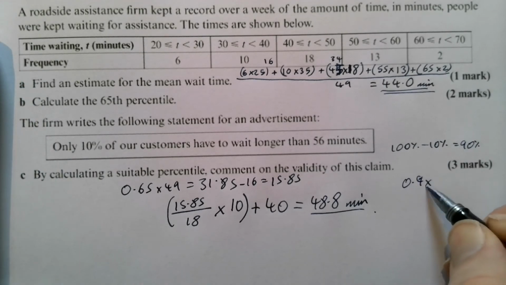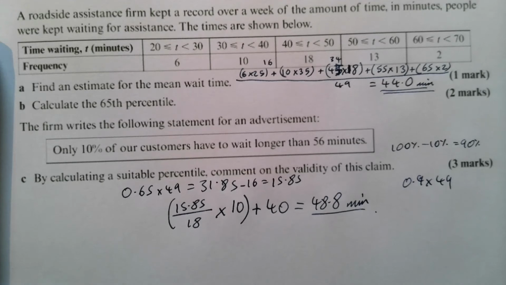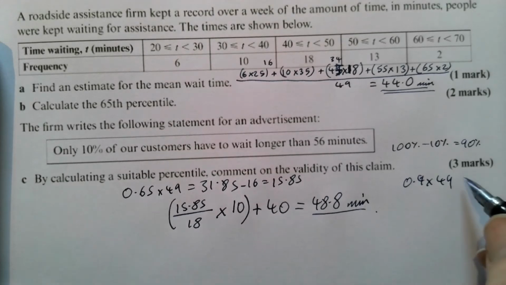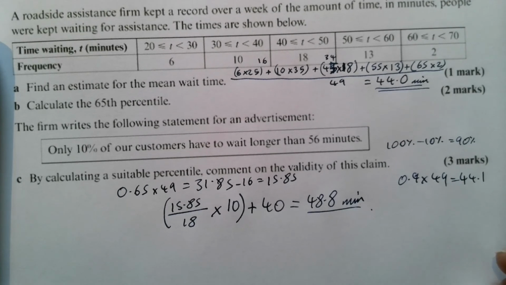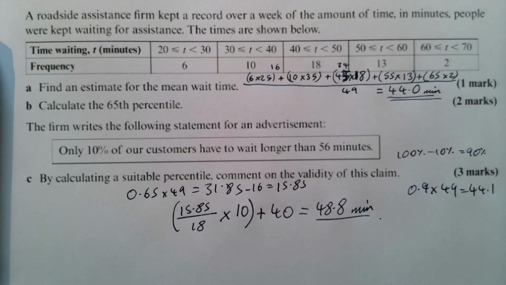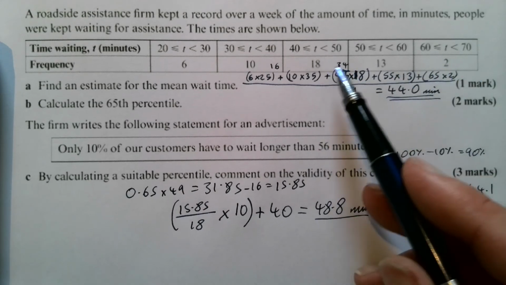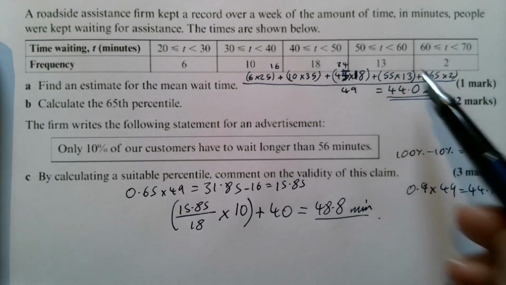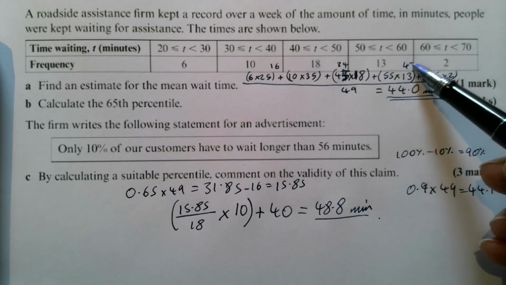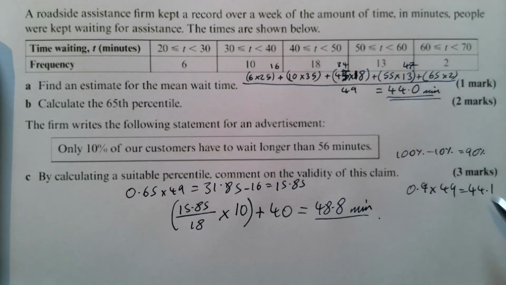So first of all, 0.9 times the 49 gives us 44.1. So we want along here, that's 34 to there, plus 13 would get you to 47. So it's in this group here. Take 34 away and I can see that's going to be 10.1.